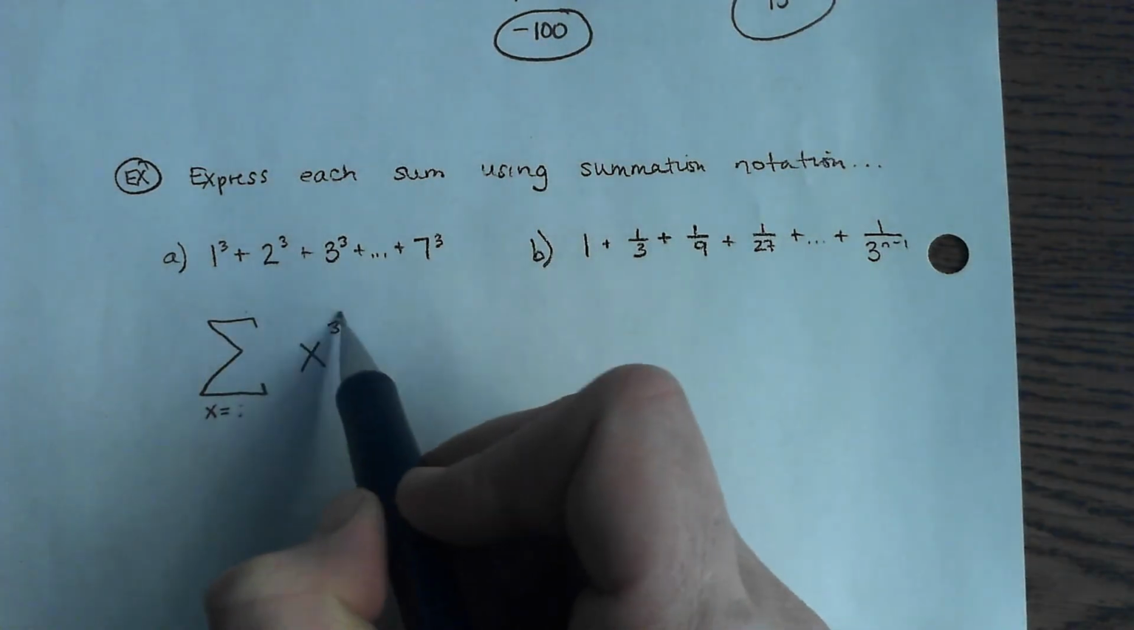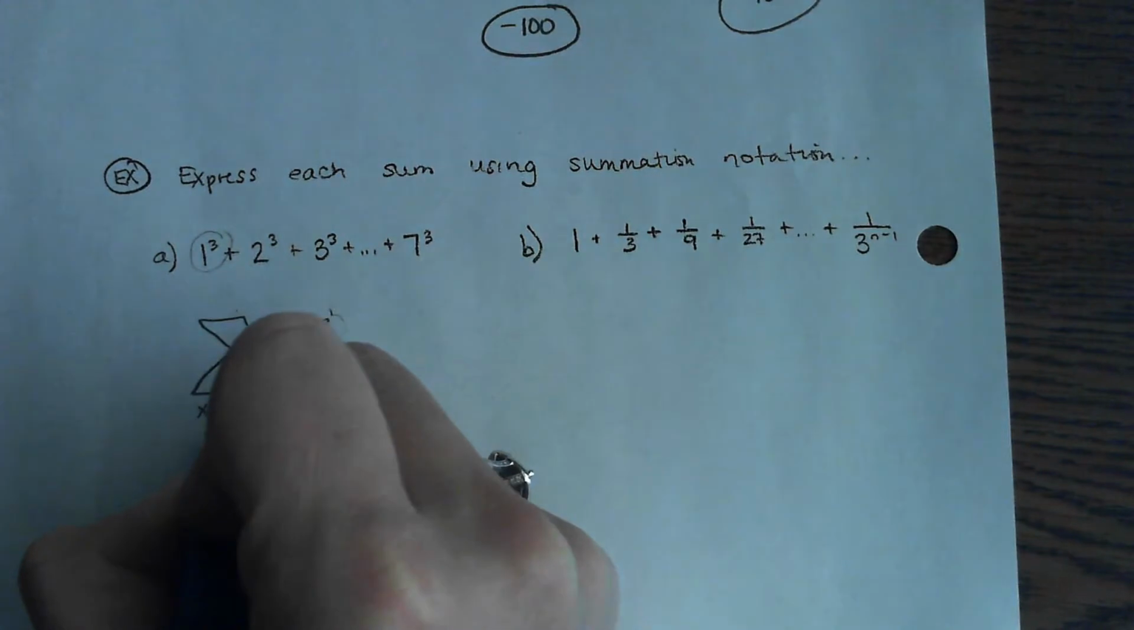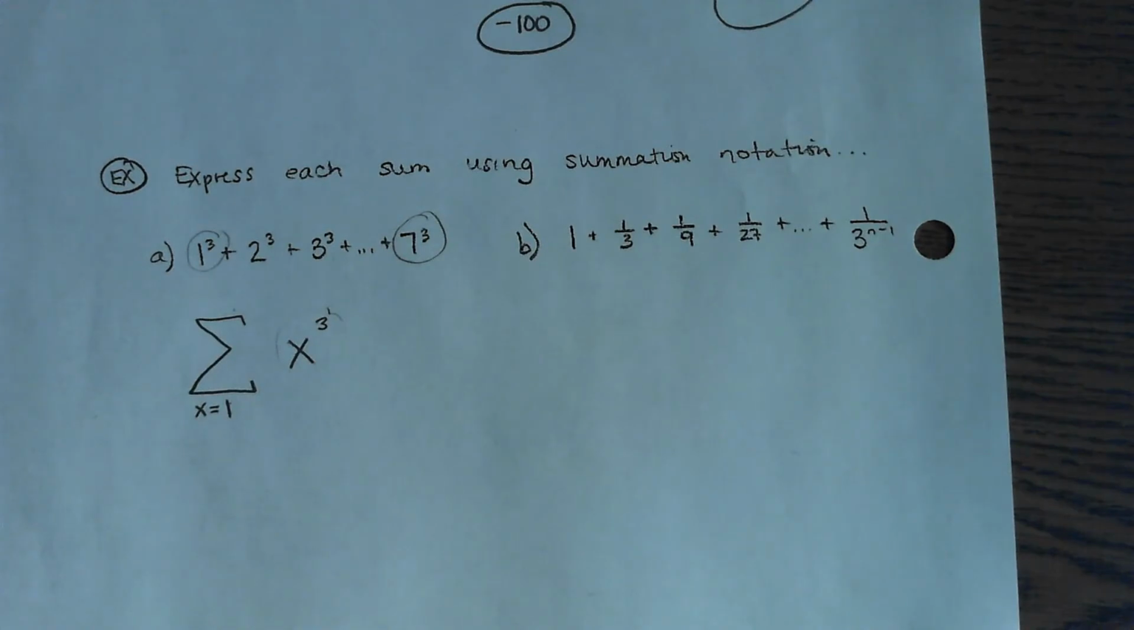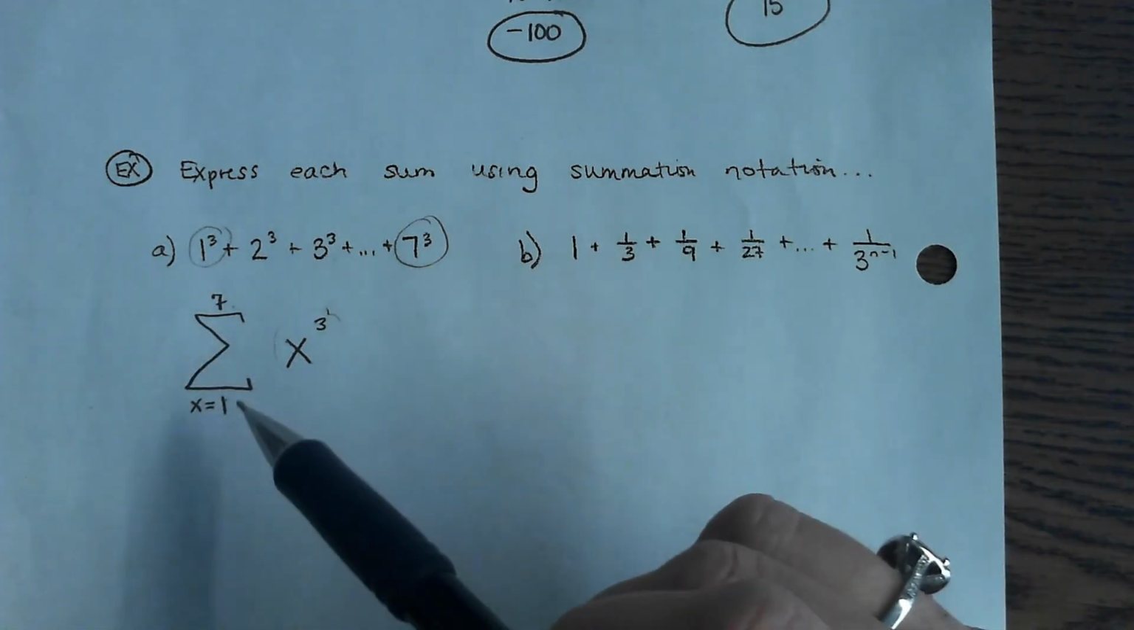What are we first plugging in for x that's going to give us the first term? 1. What are we last plugging in for x that's going to give us the last term? 7. And then just verify that we are hitting everything in between.